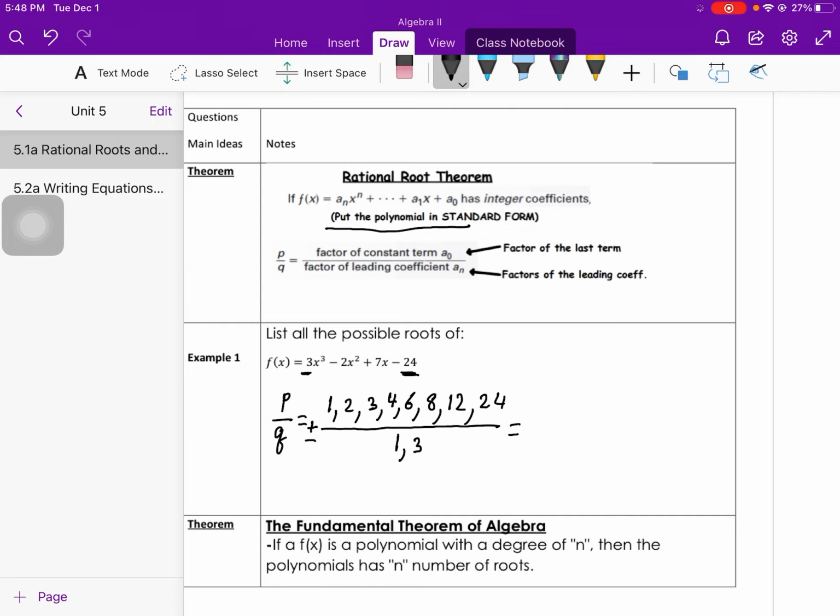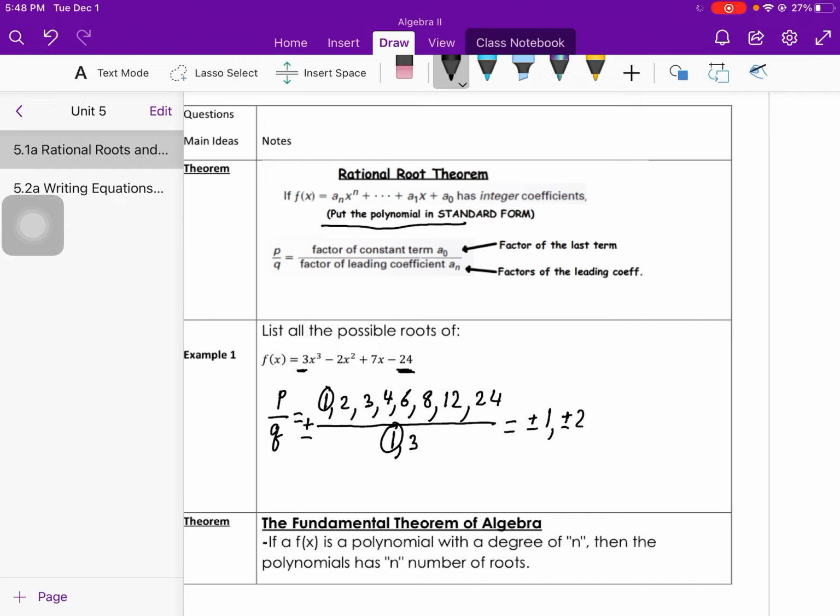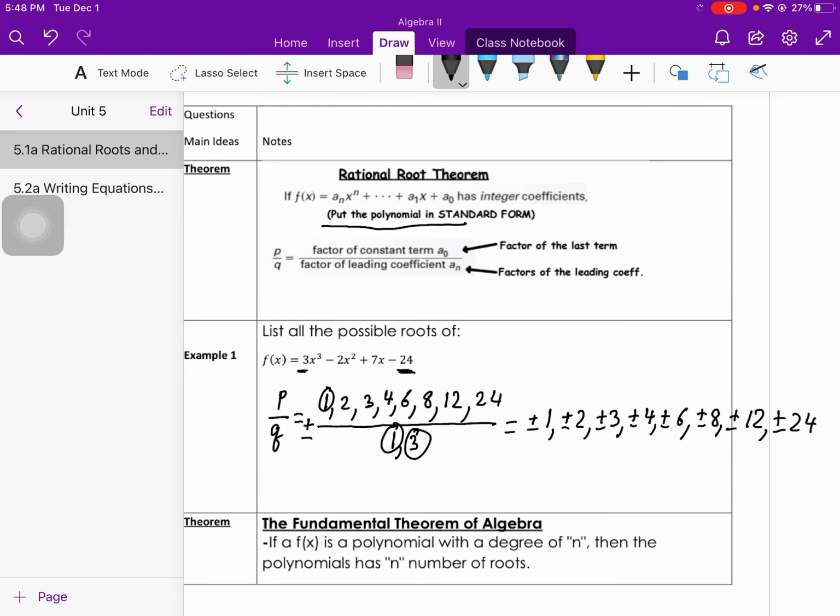So what we're going to do now is list out the different combinations. So the first thing is 1, or everything on the top divided by 1. So it's plus or minus 1 divided by 1, which is 1, 2 divided by 1, and you're going to see that it's all the same numbers as what's on the top. 3, 4, 6, 8, 12, and then 24.